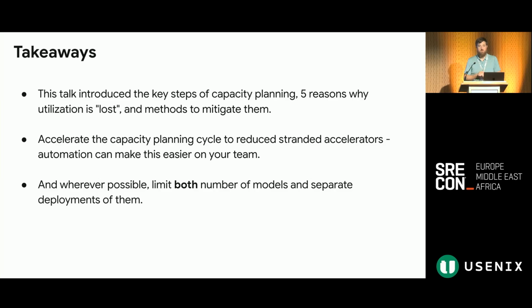So what did I want to teach you today? We talked about capacity planning, utilization as a metric, and how you can lose utilization. The loss model is a way of turning a problem into a series of engineering projects. I suggest accelerating the capacity planning cycle to reduce the stranded accelerators that you have, and automation becomes necessary at a certain scale. The biggest takeaway is to limit the number of different models and separate deployments of them as much as possible, especially as your AI features grow. This is where you will lose the most amount of resources.